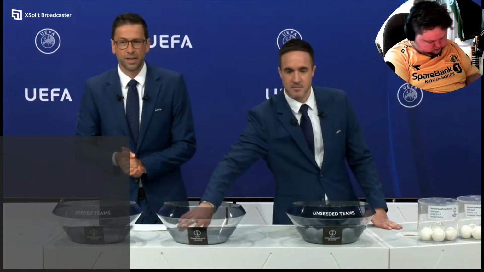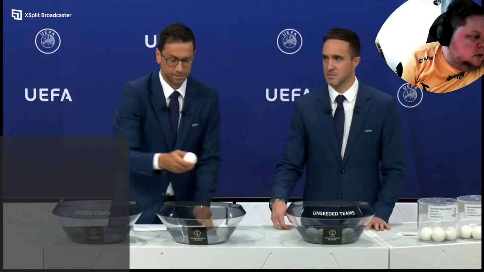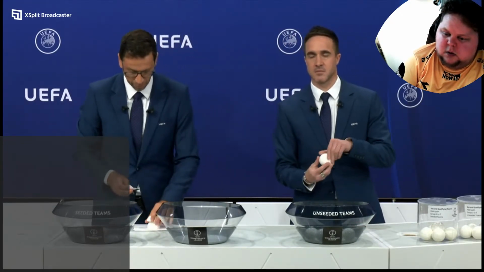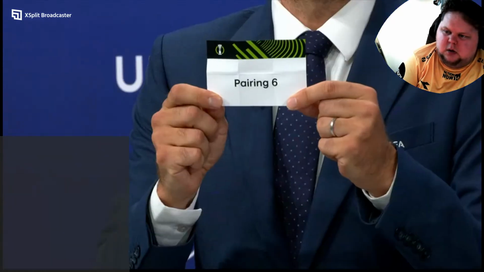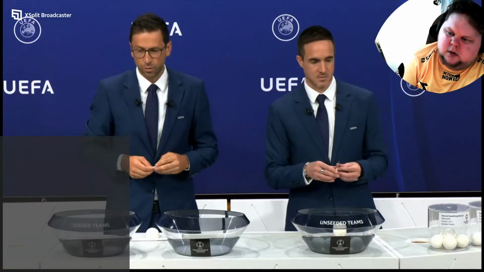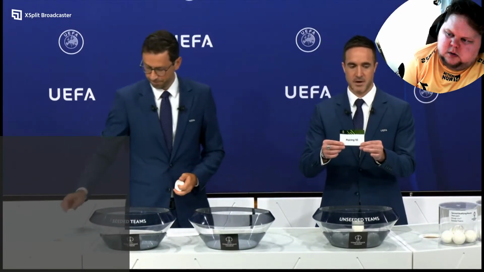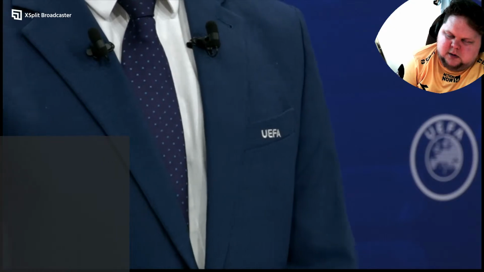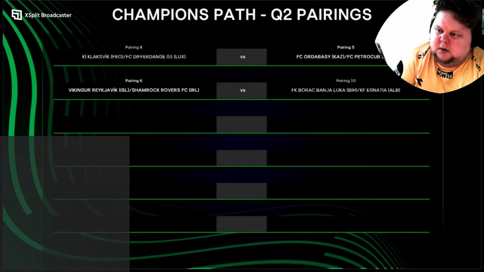Let's find out the next team. I think everybody knows, as often as I repeat it, the first team drawn will play the first leg at home. And it will be pairing 6. So Víkingur Reykjavík from Iceland or Shamrock Rovers FC from Republic of Ireland. They're going to face the team from pairing 10. And that means their opponent will be either FK Borac Banja Luka from Bosnia-Herzegovina or KF Ilirija from Albania. Good. Let's keep on.